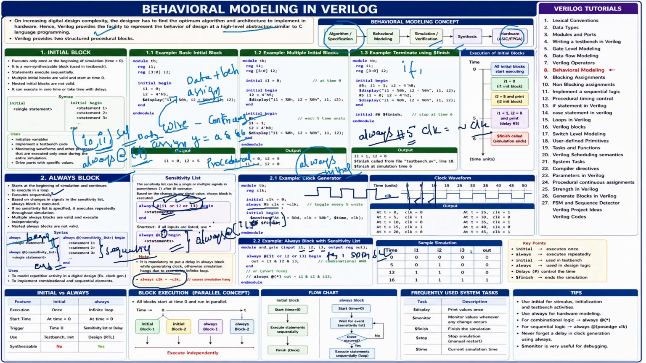So always 5, the clock equal to negation of clock. That means 0 to 5 it is 0, and 5 to 10 is 1, and then 10 to 15 is 0 again, and 15 to 20 is 1. In that way we are generating the clock, right? So that is the usage of always, which we utilize on the design side and the testbench side.